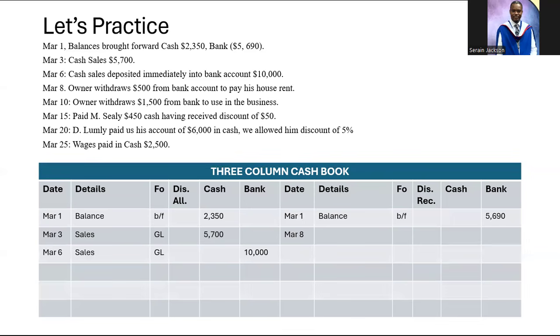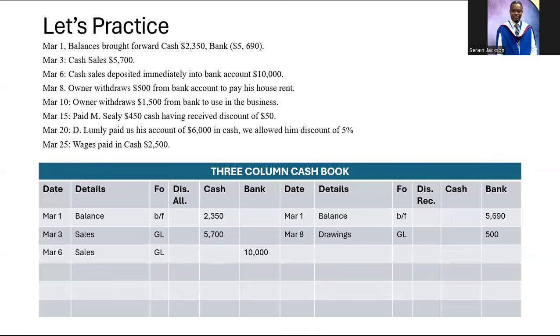And then in which account? It is the bank account because the transaction says he took the money from the bank account. So March 8th, and in the details you will have drawings. Drawings would be in the general ledger, and in the bank column you would put $500, because that is where he's taking the money from. It did say $500 from the bank account. All right. Now we move to March 10.